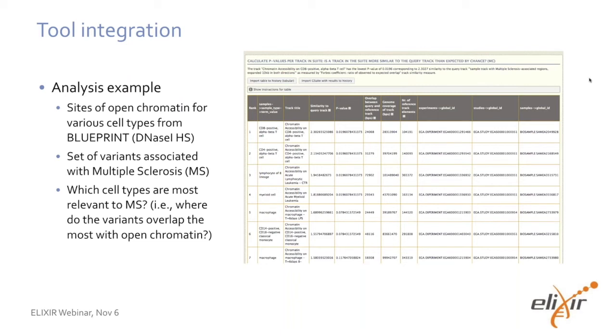In this example, you have a set of regions or variants associated with multiple sclerosis. We downloaded different sites of open chromatin for various cell types using the Blueprint data, and asked which of these cell types are most relevant to multiple sclerosis. And we get rankings like this. This is using the HyperBrowser statistical analysis platform.